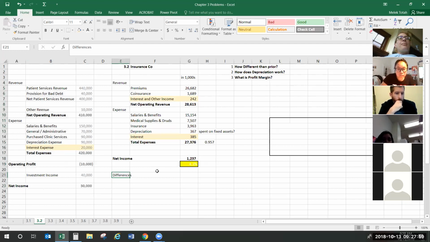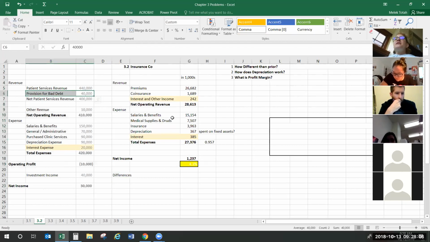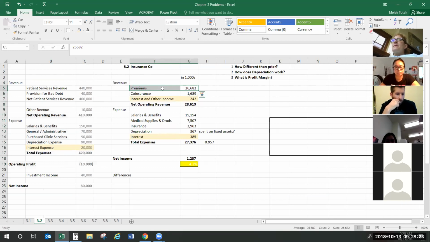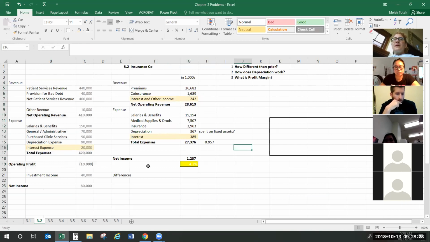So they don't have a provision for bad debt. And that's kind of interesting, isn't it? I don't think we need to go into a tremendous amount of detail, but like Jennifer had said, these are different businesses. So in an insurance business, you get premiums up front, right? So it's probably not as subject to bad debt as some other types of businesses would be. Okay. Anything else pop out at you?